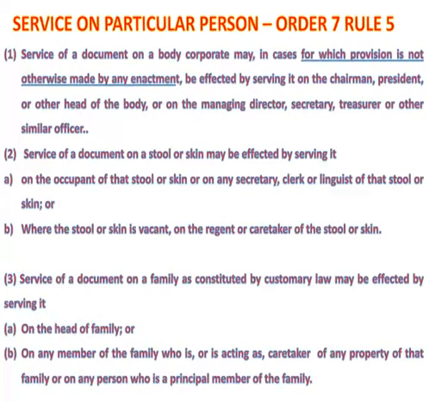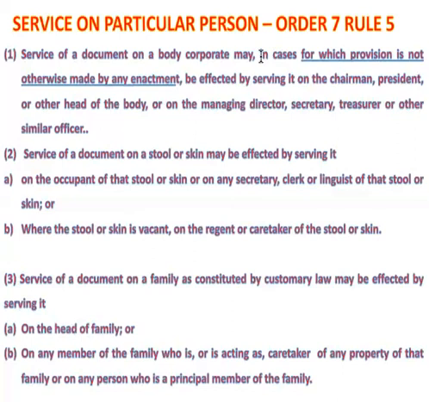Now take a critical note of the wording of Order 70 rule 5(1). It says service of a document on a body corporate, so for example, a company. But the instructive provision you see there is "in cases for which provision is not otherwise made by an enactment." So if there's no enactment that has prescribed a particular procedure for serving a body corporate, that is when you come under this Order 70 rule 5(1).